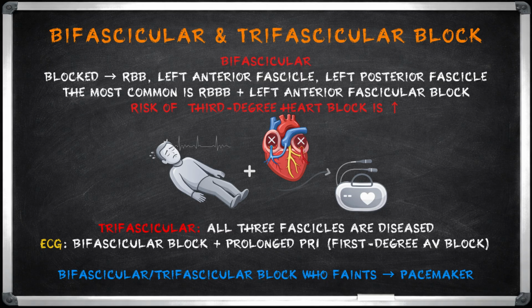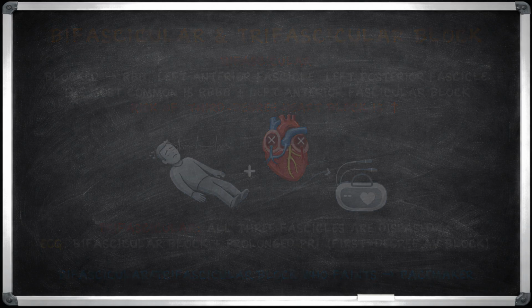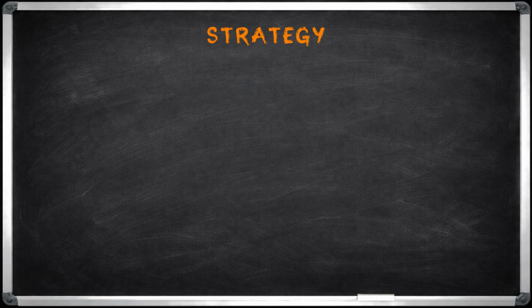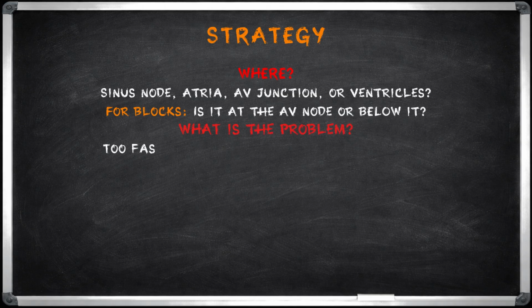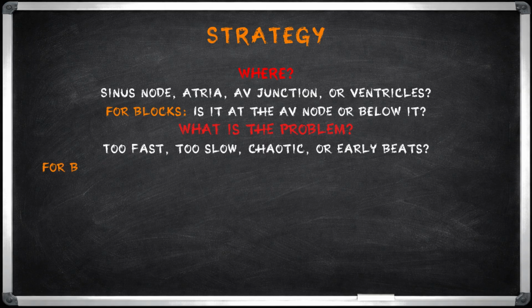Alright, let's discuss a strategy. Let's tie it all together with our universal frameworks from previous lessons. To analyze any cardiac problem, ask 3 questions. First, where is the problem origin? Sinus node, atria, AV junction, or ventricles. For blocks, it is at the AV node, higher, which means safer, or below, which means lower or dangerous.